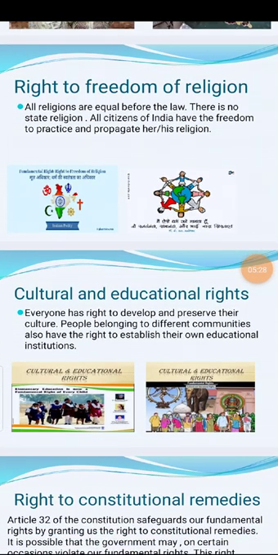Now next is cultural and educational rights. Okay, students, people in our country belong to diverse cultures and speak different languages. Each community possesses rich literary and artistic traditions. Articles 29 to 30 of our Constitution state that everyone has the right to develop and preserve their culture. People belonging to different communities also have the right to establish their own educational institutions. The government also helps and encourages the development of the cultural activities of different regions and communities.